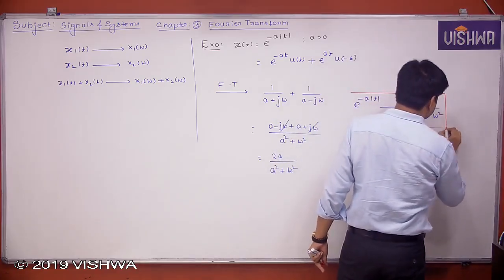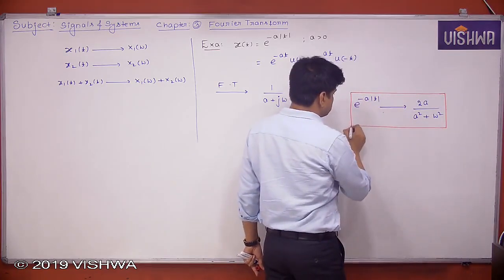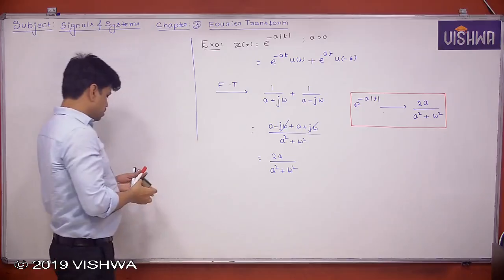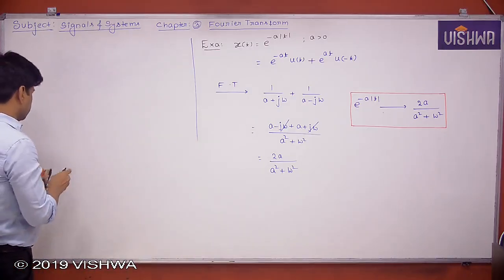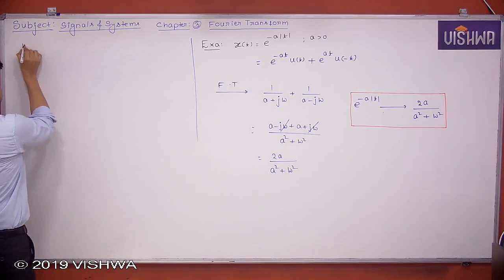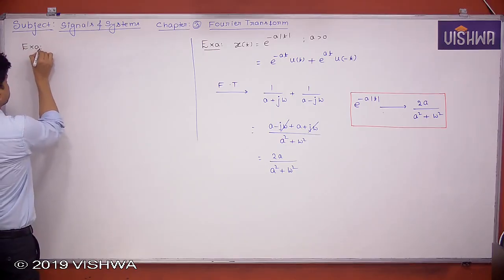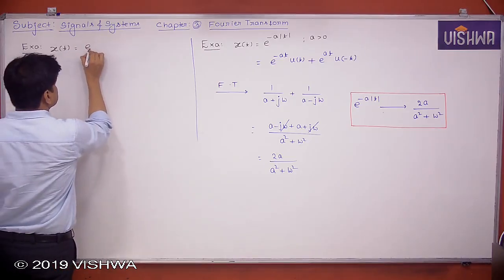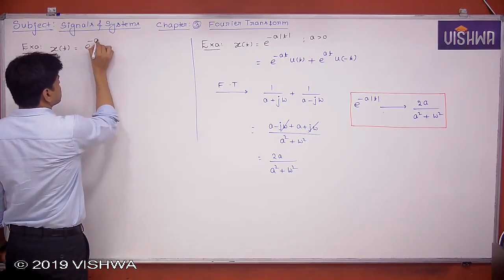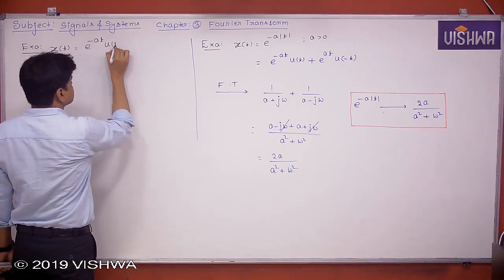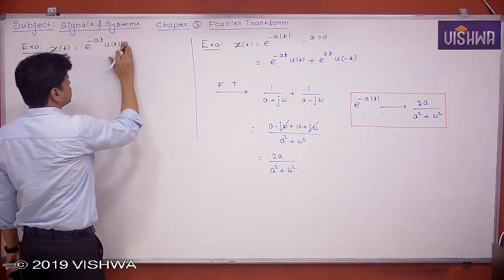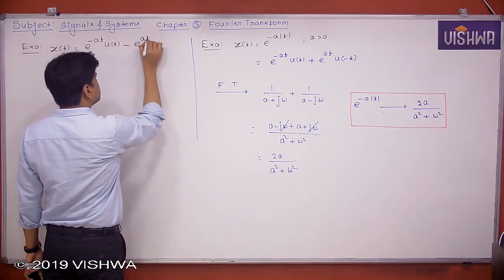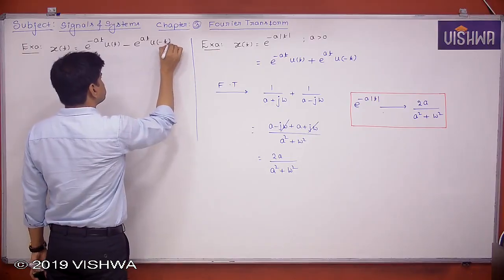Take it. Suppose I have given a signal, the next signal, x of t is equal to e power minus at u of t, and instead of plus, if I take minus here, e power at u of minus t.